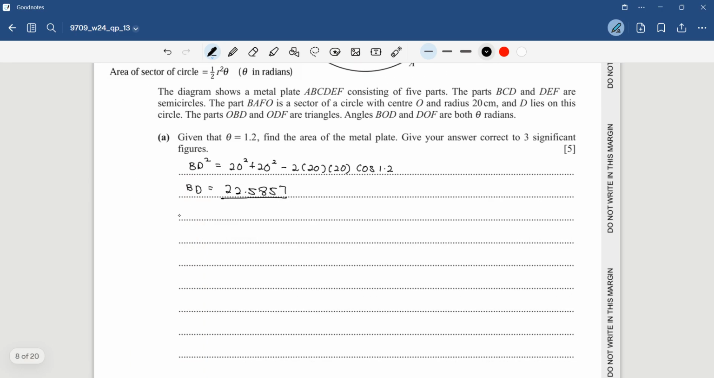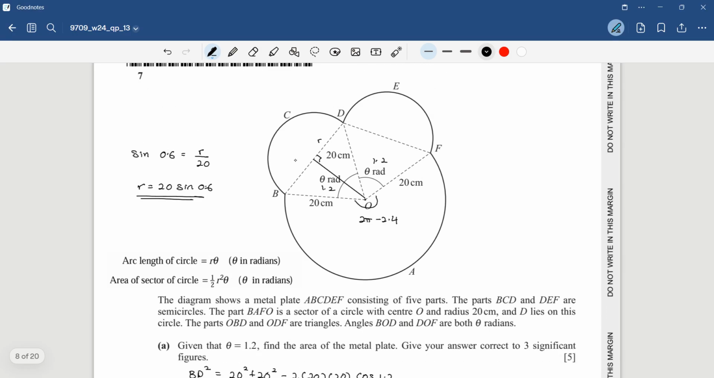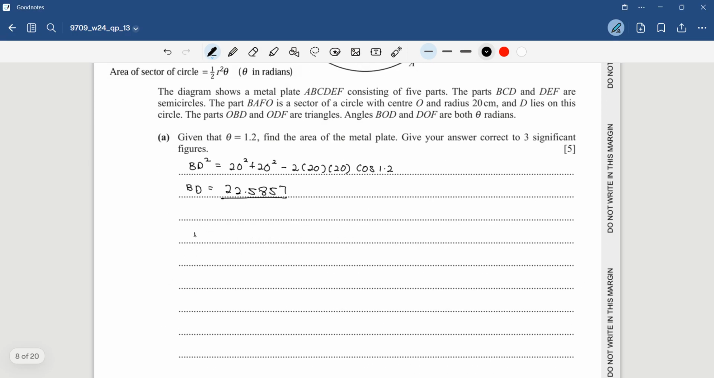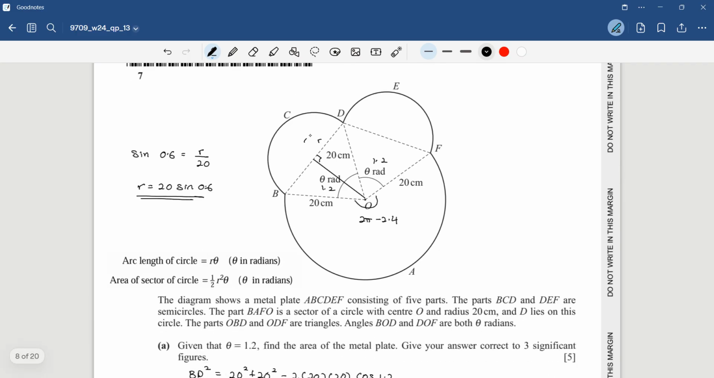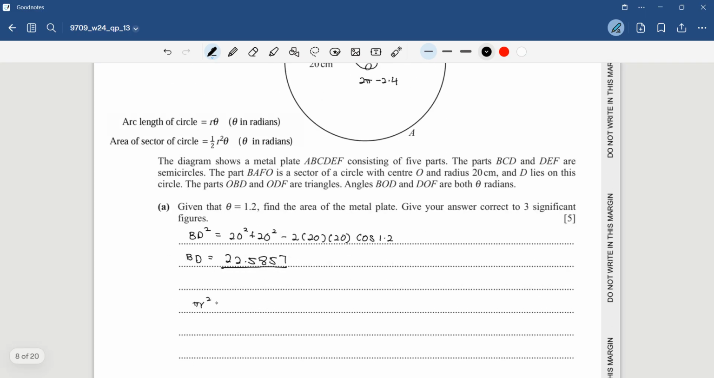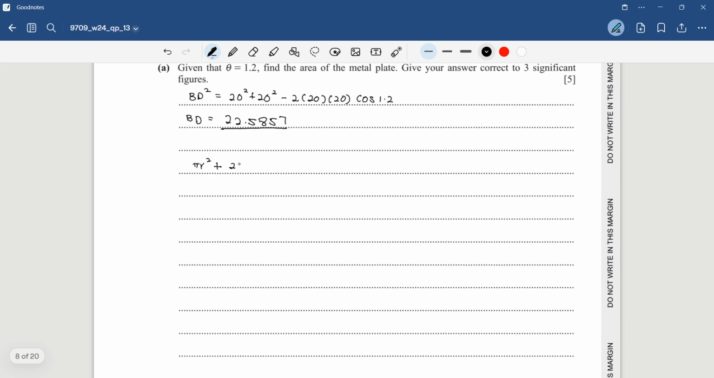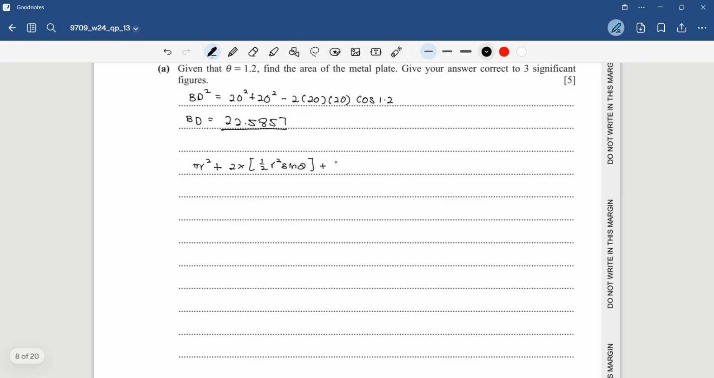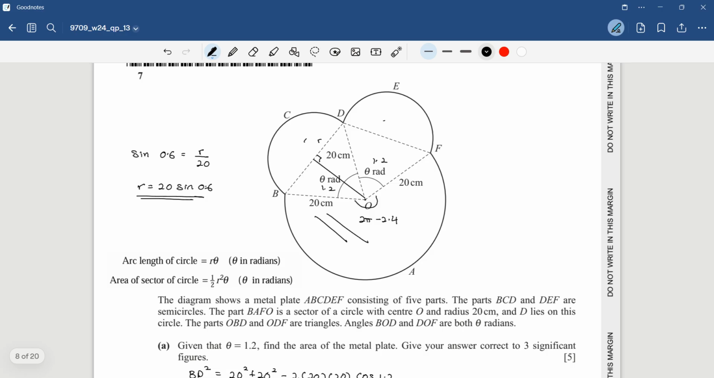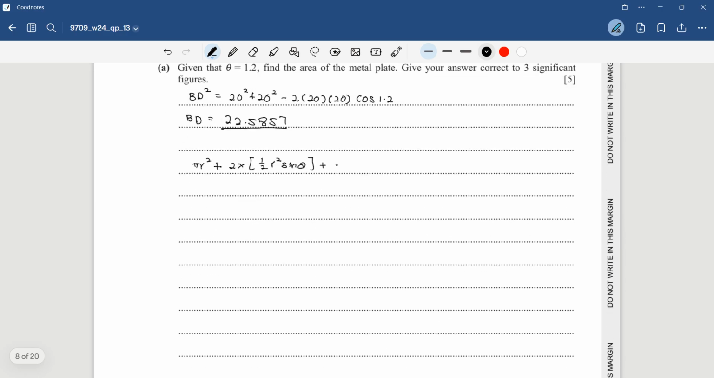Okay, so to find the area, there are two semicircles, so I can use directly pi r square because two semicircles make one complete circle. So pi r square plus there are two triangles here, so 2 times the area of triangle, which is 1 over 2 r square sine theta, plus the area of the larger sector, which will be 1 over 2 r square theta, where theta is 2 pi minus 2 theta.